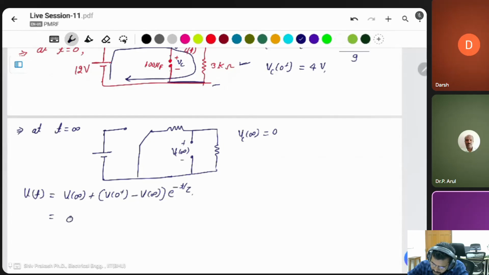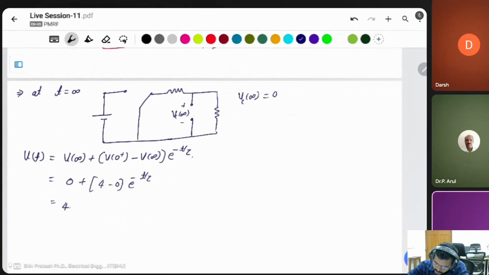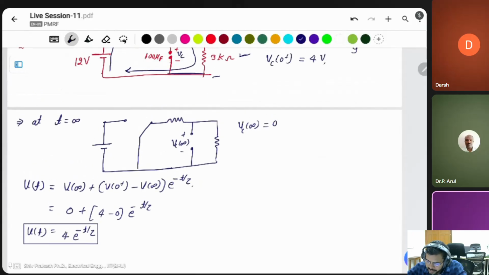Final voltage 0, initial voltage is 4, so 4 minus 0 times e to the power of minus t by tau. This will be 4 into e to the power of minus t by tau. But we have to calculate the time constant tau next. Here there is more than one resistor, so tau is R equivalent into C. What is the R equivalent? We have to see from here.